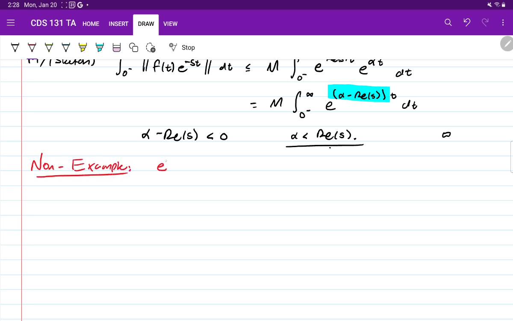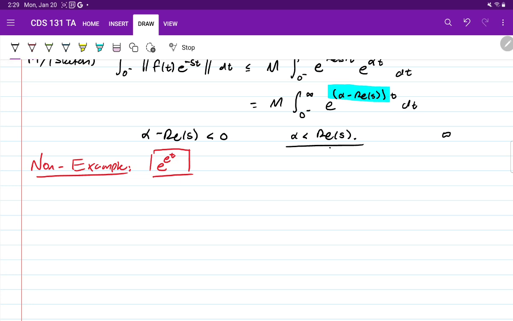If you take the function e to the t, that's going to be quicker than exponential growth. So this is a function that wouldn't have a valid Laplace transform, because we can't bound its growth by an exponential, and we therefore won't get a convergent integral.